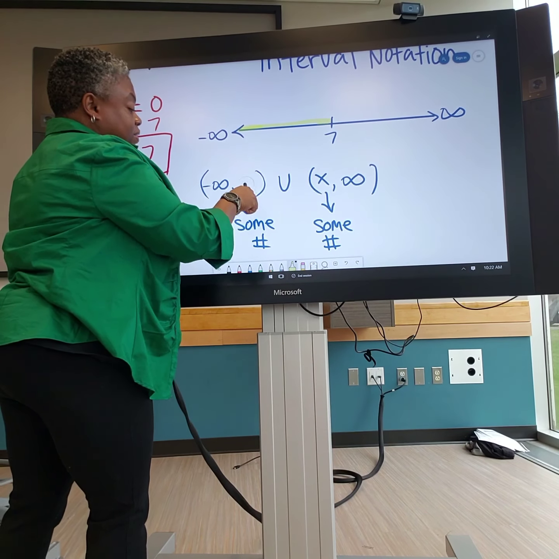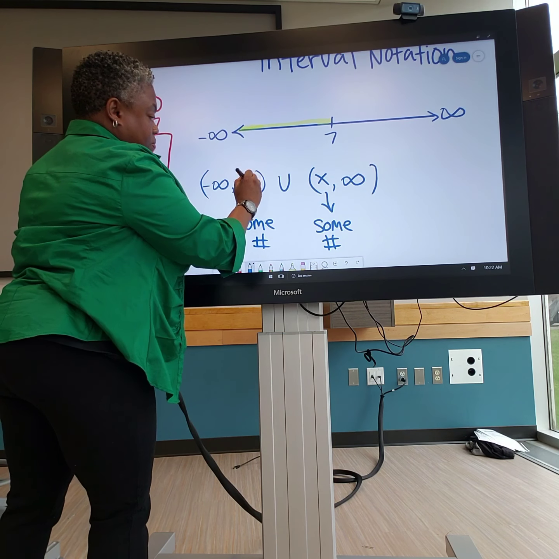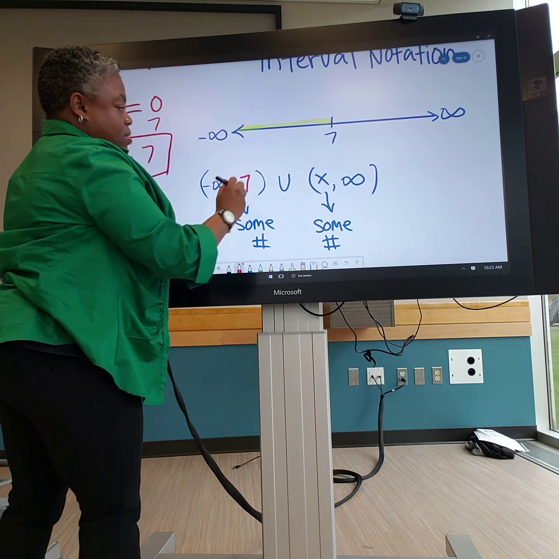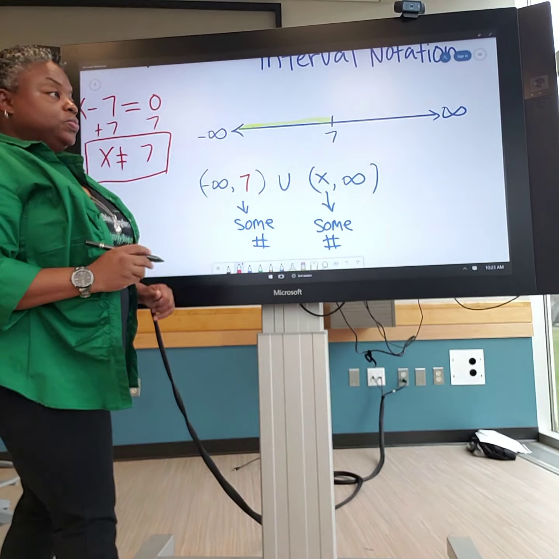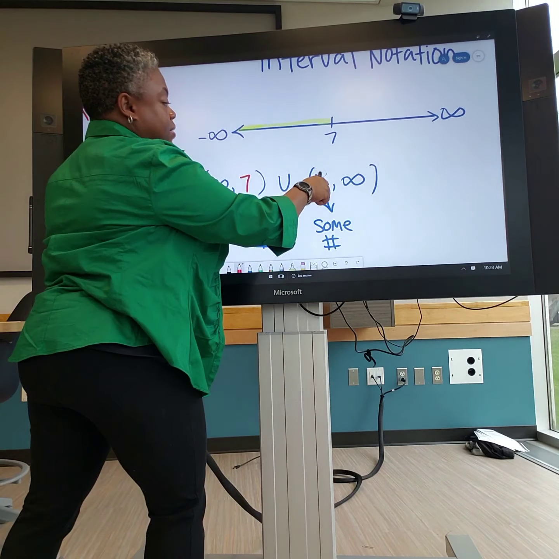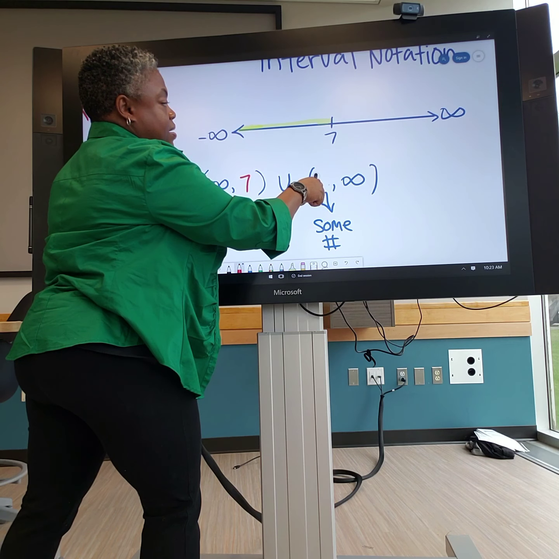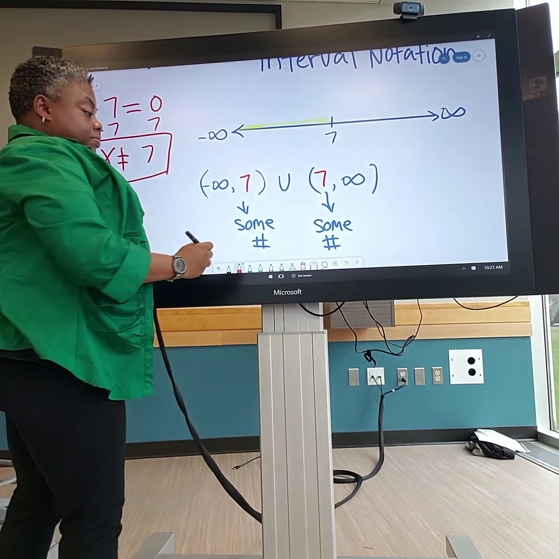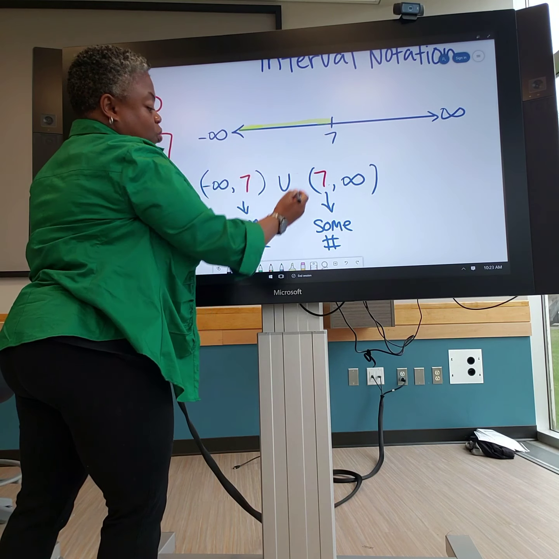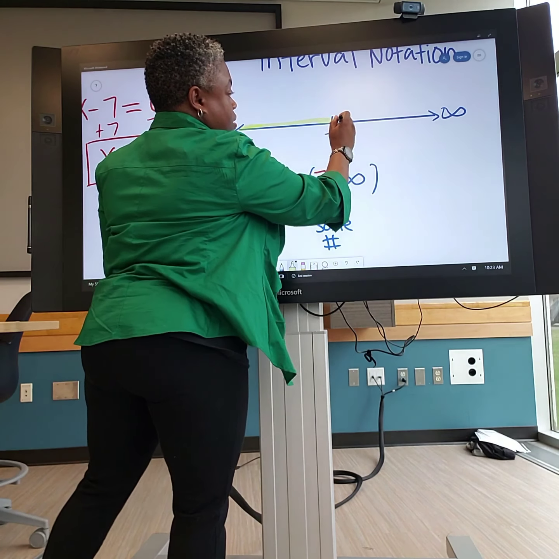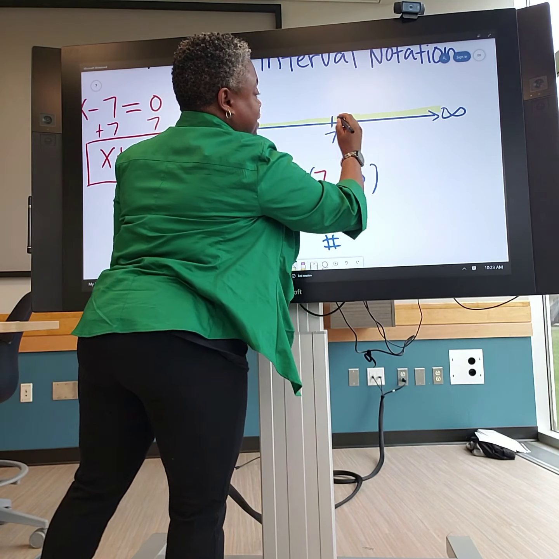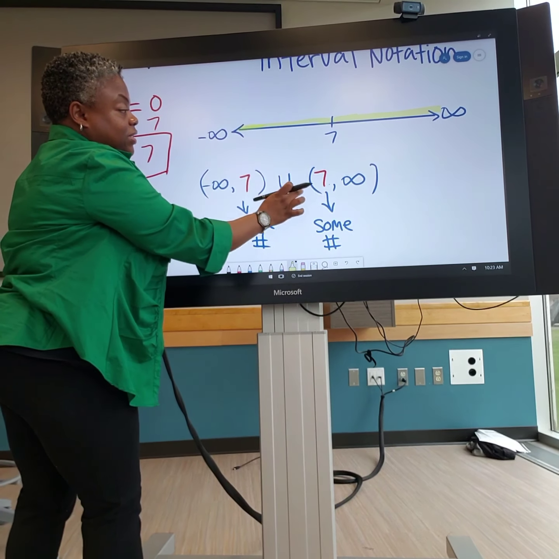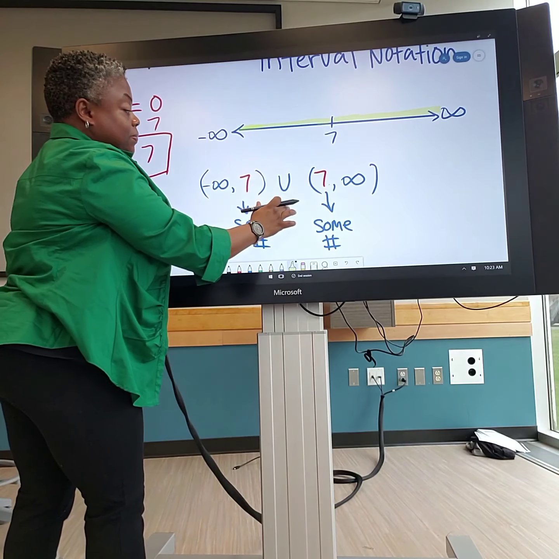So here we would write 7. Write it in red. And then we write U for our set notation, and then we write another 7. So then we move on to positive infinity. So we just need to exclude the 7. So by writing parentheses by your 7, we're excluding it.